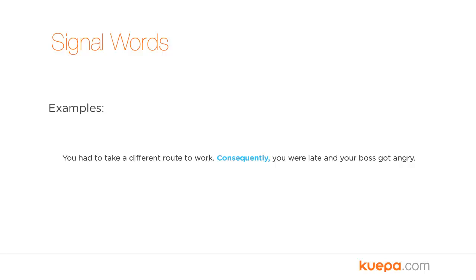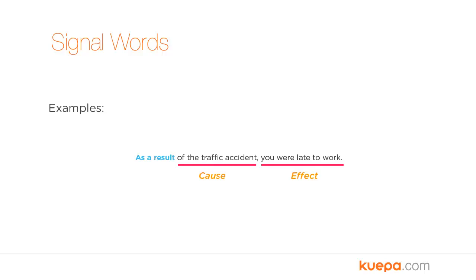Having to take a different route to work, in this case, is the cause. The fact that your boss was angry is the effect. And consequently is the signal word connecting the cause to the effect. There is a complete list of signal words included in your lesson for you to study, but here are a few more. As a result of the traffic accident, you were late to work.